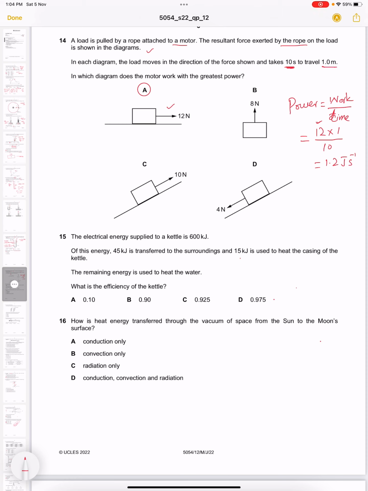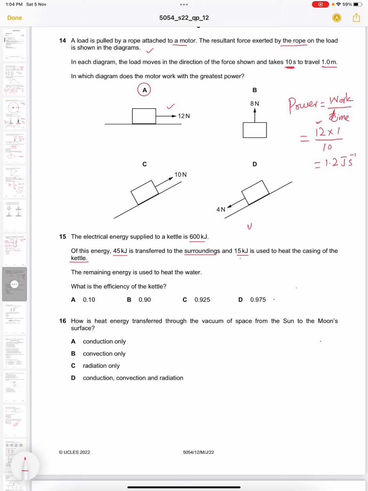Next question. The electrical energy supplied to a kettle is 600 kilojoule. Of this energy, 45 kilojoule is transferred to the surroundings. It means that it is wasted energy. And 15 kilojoule is used to heat the casing of the kettle. So that is also wasted energy.